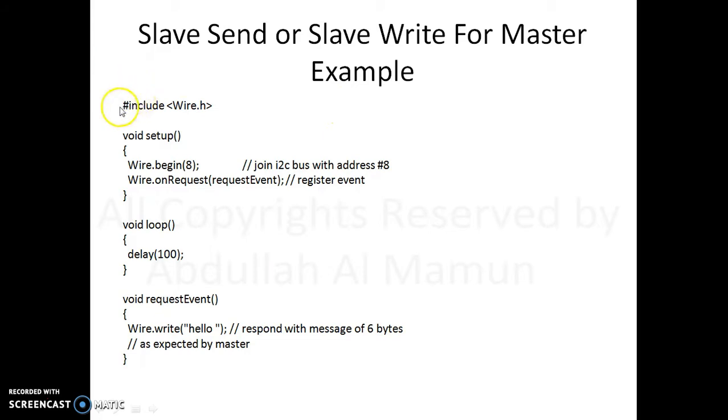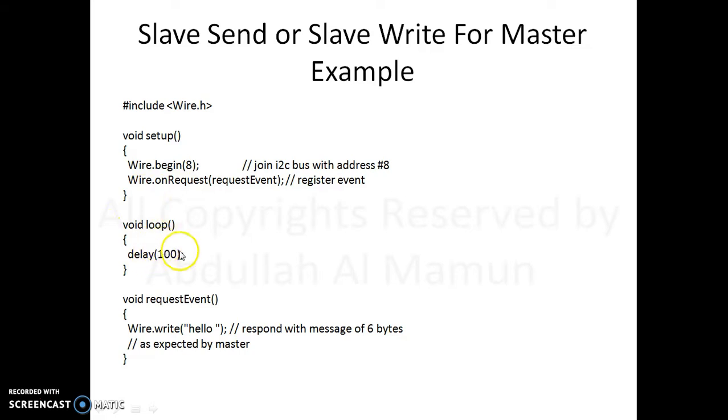The common two lines, Wire.h library, and in the setup Wire.begin 8. Since this is the slave code and the slave number is 8, we write begin 8. And in the setup we also write Wire.onRequest with requestEvent. This is a function name. You can define it as you wish, but I define this name requestEvent. And in the loop I do not write anything.